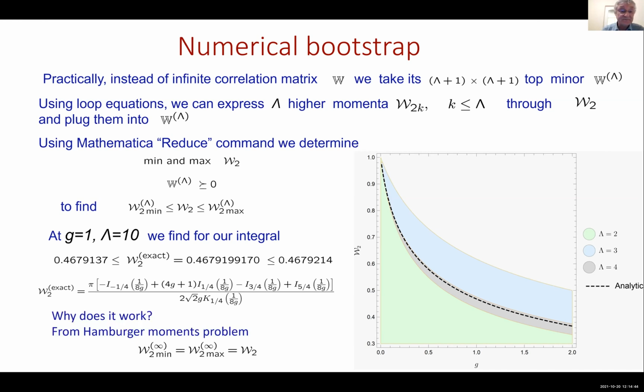Okay, and why does it work at all? We'll show that from the solution of the famous Hamburger moments problem, which I formulate later, we certainly expect that at lambda going to infinity, at cutoff going to infinity, the upper and lower limits, of course, will collapse to the correct value, and that can be really shown. So the positivity of the correlation matrix plays an important role in this system. Okay, this is about the simple example. If you have questions here, it's a good moment to ask. Otherwise, I go on with the next topic.